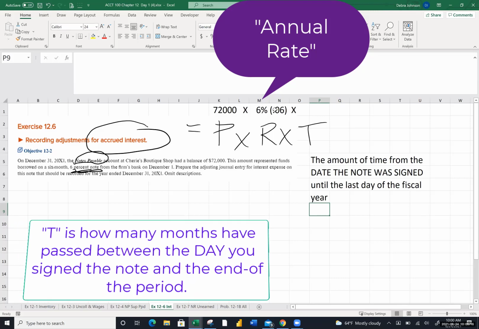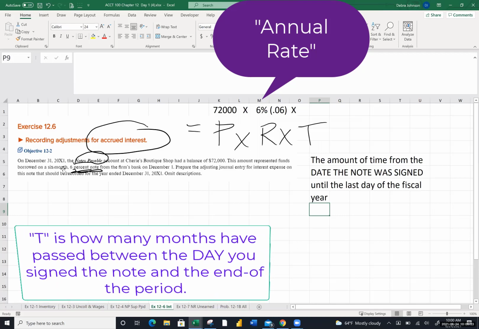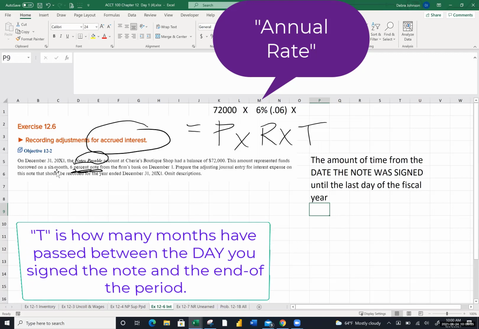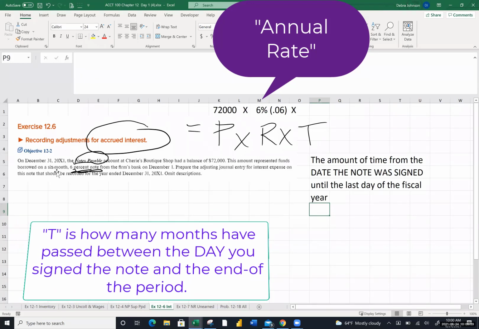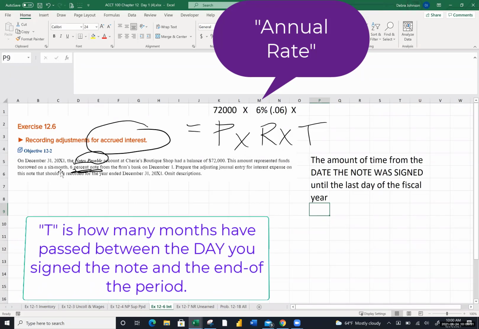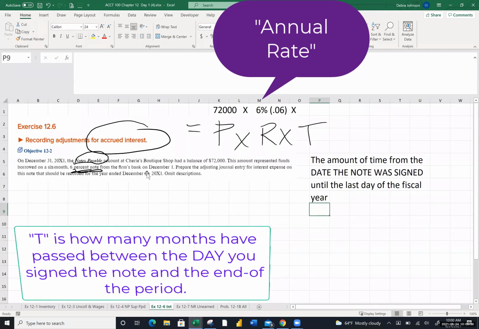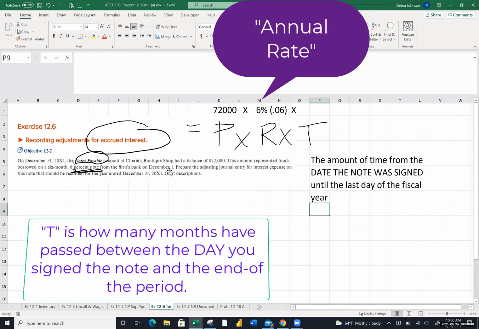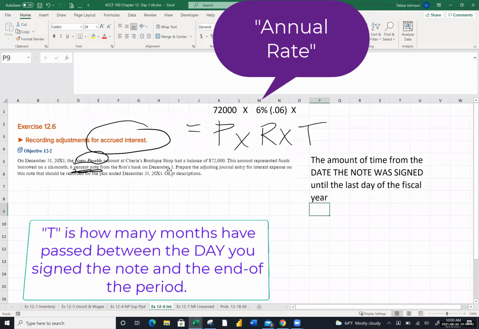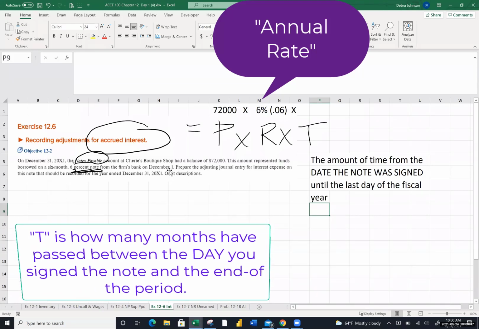So I'm going to read through this again. They have this $72,000 note. It's a 6-month note. Okay, it doesn't matter how long the note is. That's the mistake that people make. It has nothing to do with the term of that note. What the time represents is how much time has passed since the day you signed it, which was December 1st, through the end of the fiscal year. Okay, this is a regular fiscal year, a regular calendar year, 12/31.